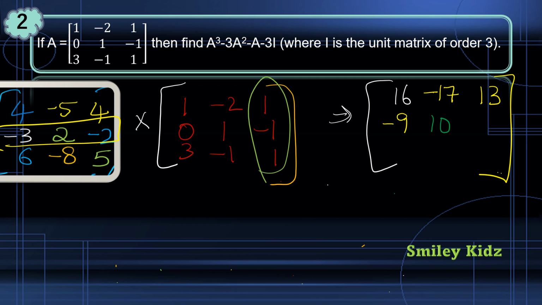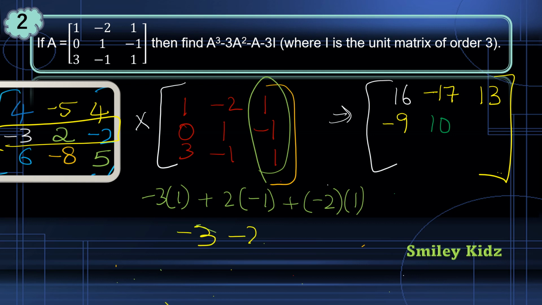Lastly, we have the third column, that is minus 3 into 1 plus 2 into minus 1 plus minus 2 into 1. Fine, so here it's going to be minus 3, minus 2, minus 2. So minus 5, minus 2, that is minus 7. So second row will have its last element as minus 7.